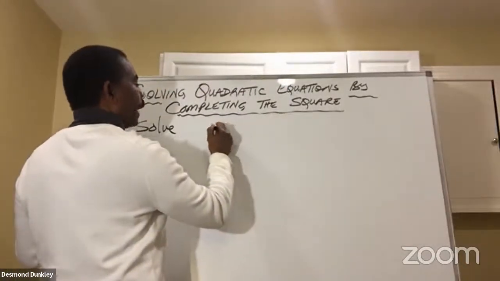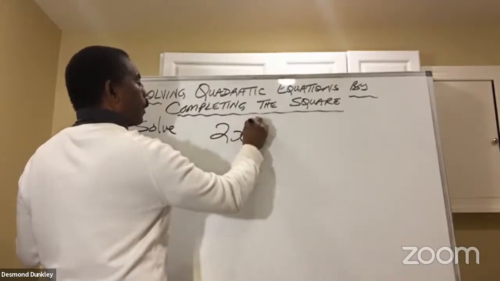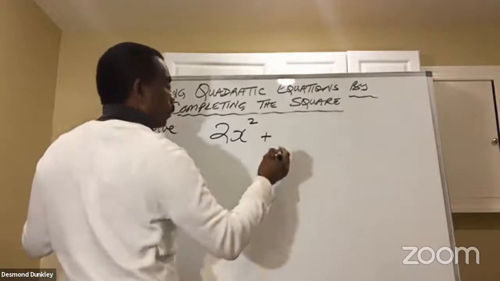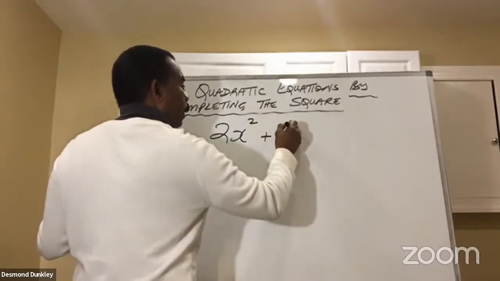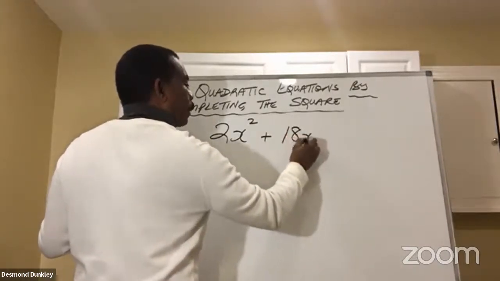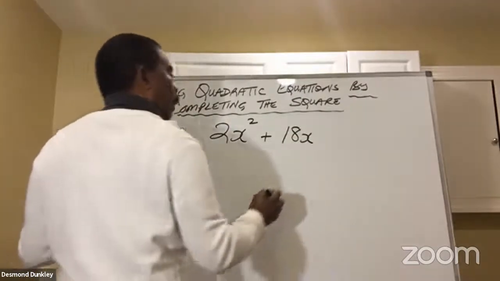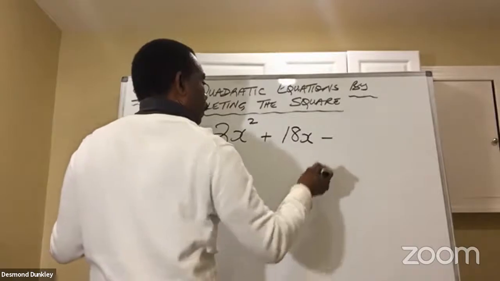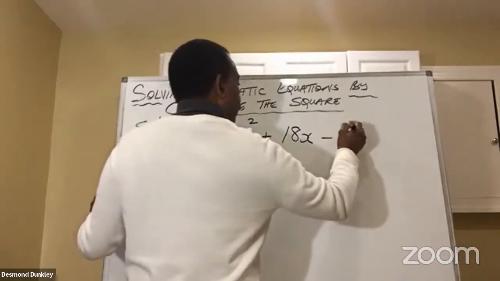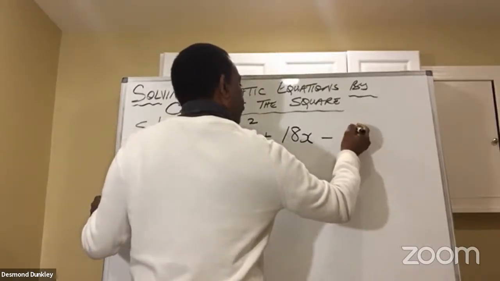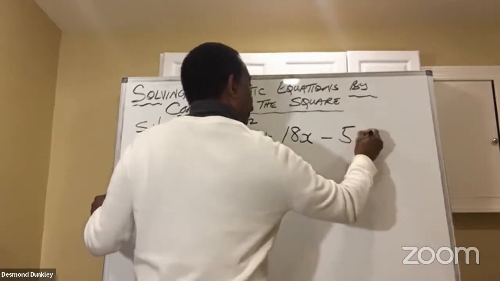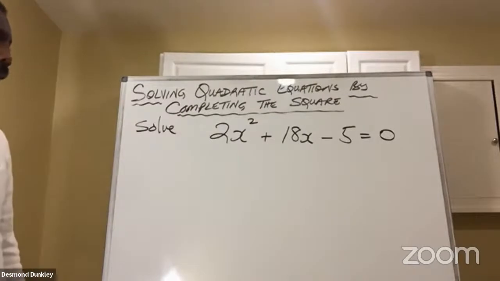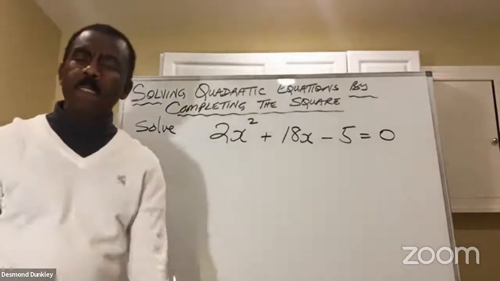So if I had 2x squared plus 18x minus 5. Yeah, why not? How do we do this?